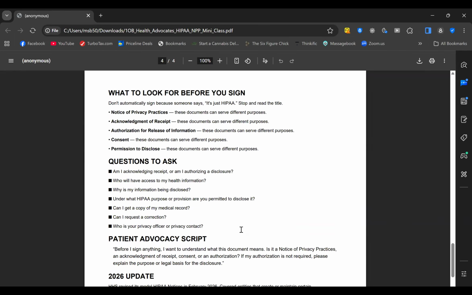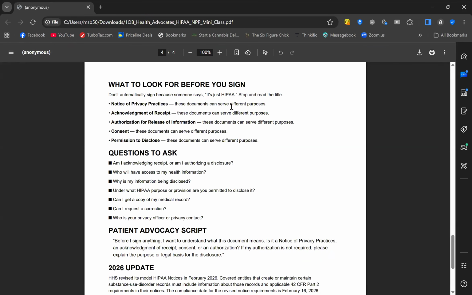Now, what to look for before you sign the document. Don't automatically sign it because someone says it's just HIPAA. Stop and read the title. Notice of privacy practices. Acknowledgement of receipt. Authorization for release of information. These documents can serve different purposes.